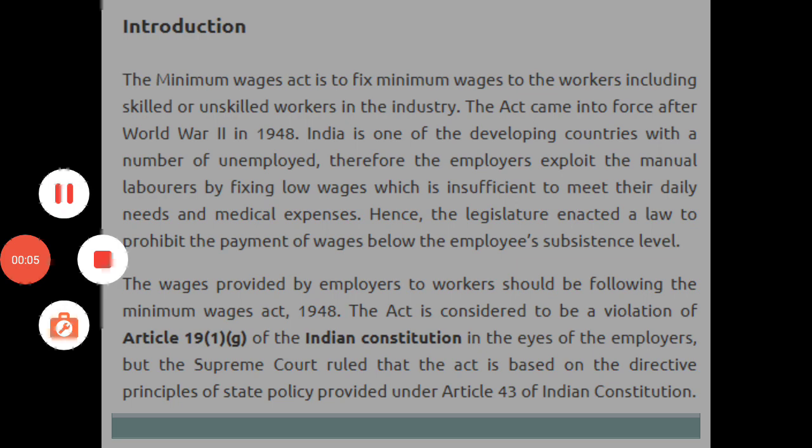When we consider all these things, surely somewhere the employees feel satisfied. The employees feel satisfied when you give fair wages. So let's see the introduction of the Minimum Wages Act.